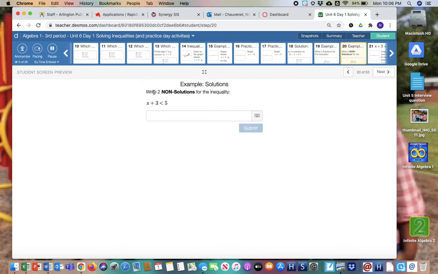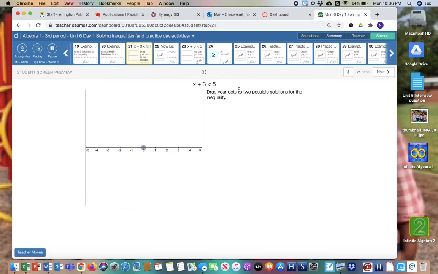Right? So write two non-solutions for the inequality. In other words, two that don't work. Well, how about 4? 4 plus 3 is 7. 7 is not less than 5. And really, isn't it just anything greater than 2? Okay? And again, technically here you could put 2 because that would make it 5 is less than 5, which is not a true statement.